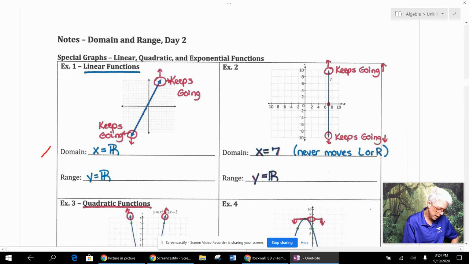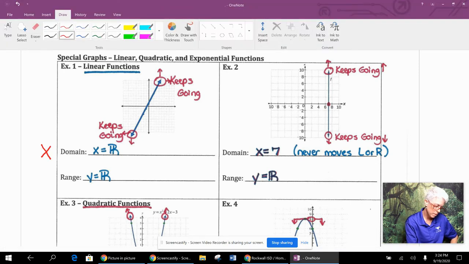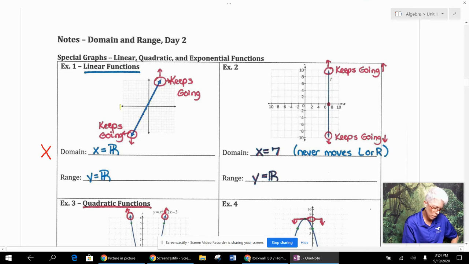So domain is my x. Domain is your x-axis right here. And you can tell that if this arrow kept going on, and if this arrow kept going on, it's going to cover all of the numbers on the x-axis to infinity. And so the equation to describe domain would be x equals all real numbers.